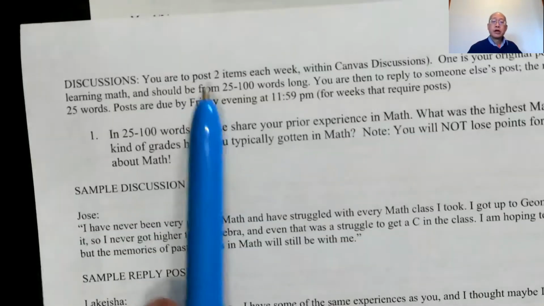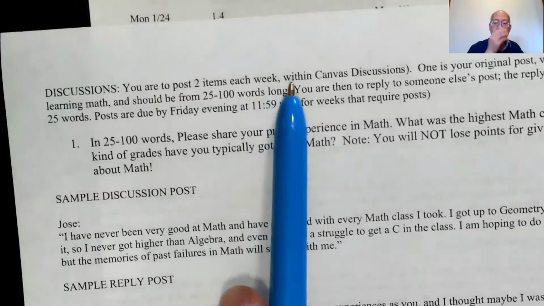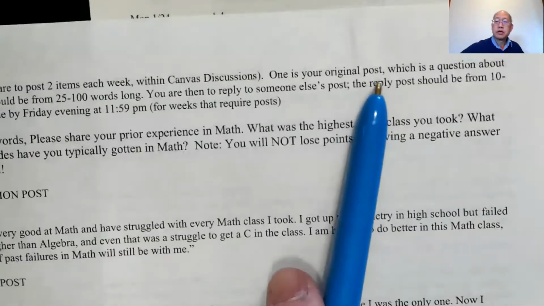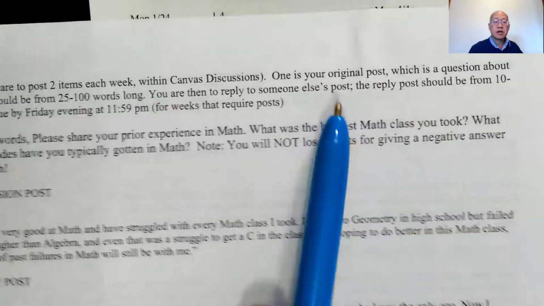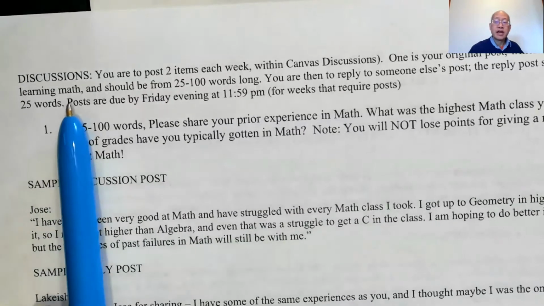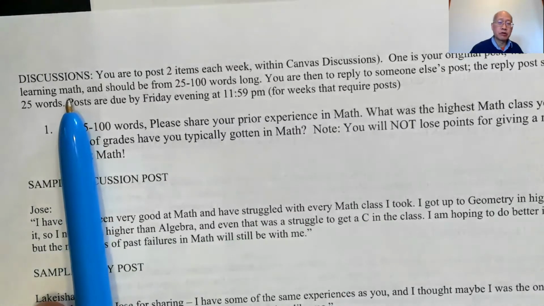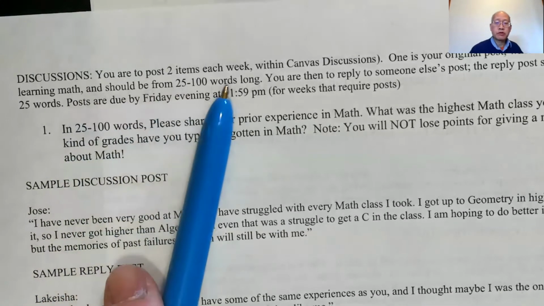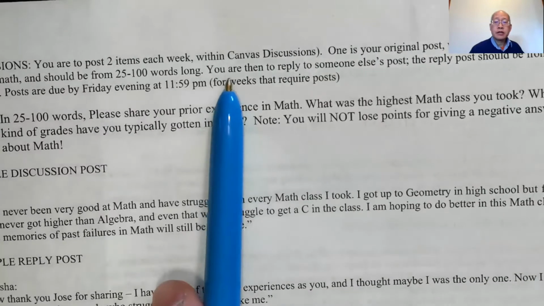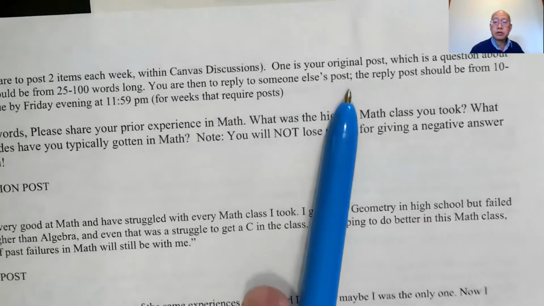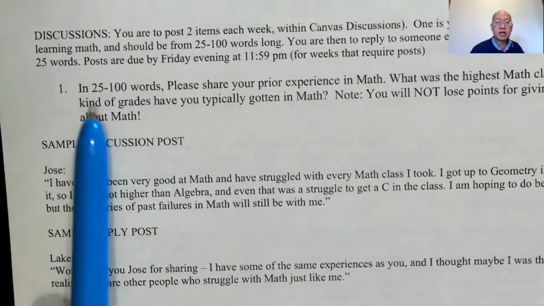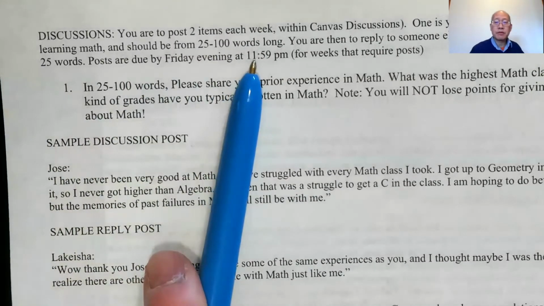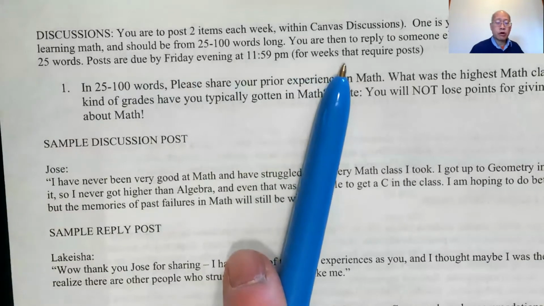Discussions. You are to post 2 items each week within Canvas discussions. One is your original post, which is a question about learning math. It's actually not a math problem. It's about learning math. It's a mini essay and should be from 25 to 100 words long. And then you reply to someone else's post. The reply post should be from 10 to 25 words. Posts are due by Friday evening at 11:59 p.m. And those are for weeks that require a post.